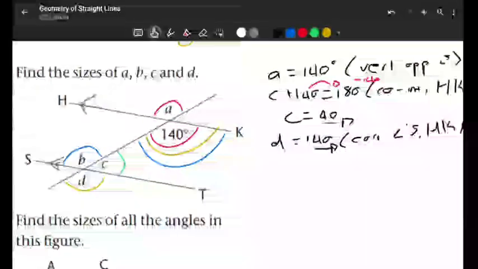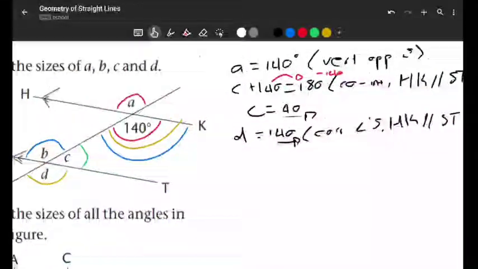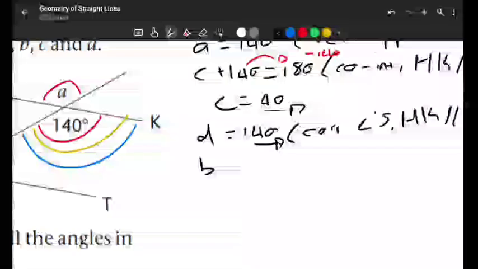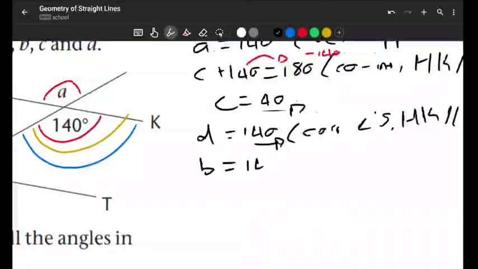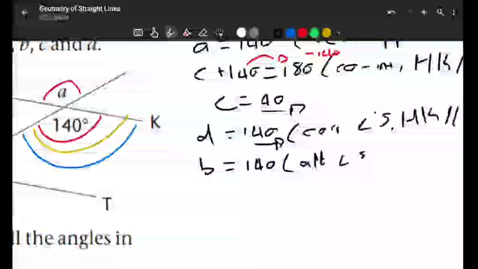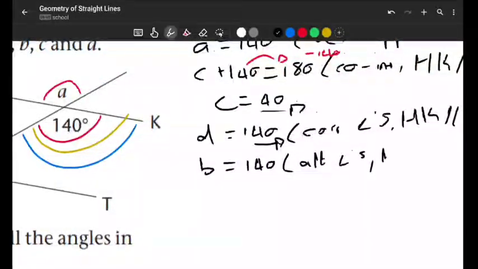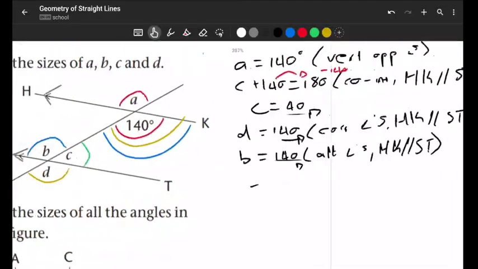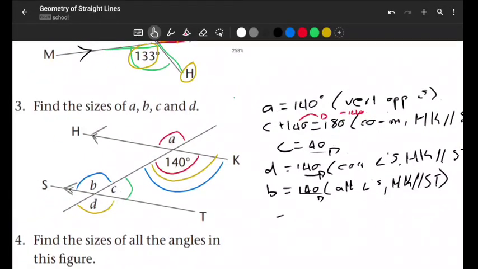Let's do the last one then. Angle B is 140 degrees. What is our reasoning? Alternating angles. Which two lines are parallel? HK is parallel to ST. And we're done. We've answered all of them, right?